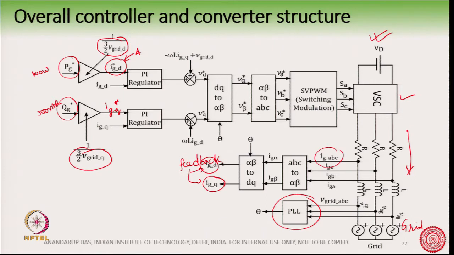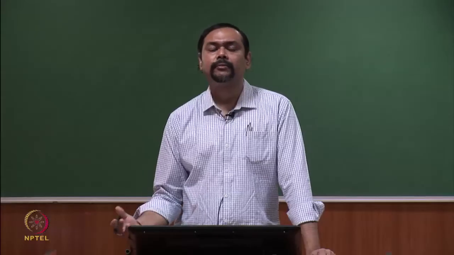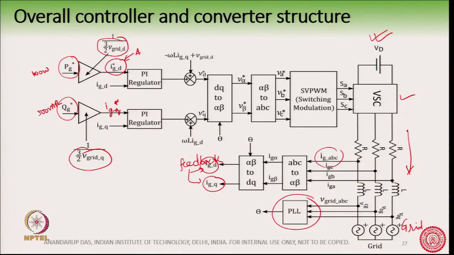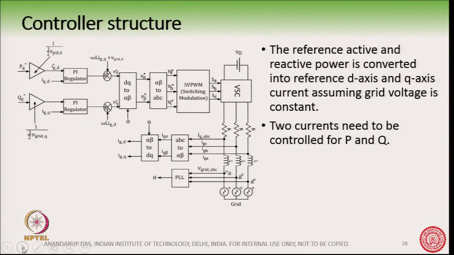So, if there is a reference and there is a feedback, then we will pass it through a regulator, PI regulator. Of course, there may be other types of controllers, but we have seen that PI regulators work quite nicely. So, this is the overall thing. So, I have split it into a few slides.